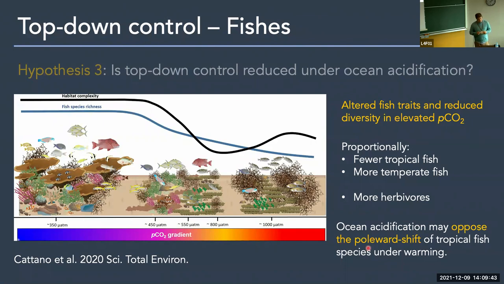But because you're having fewer tropical fish, it starts to raise the question whether you might actually have some impact of ocean acidification on tropicalization, on the ability of warm-affinity species to move into temperate waters.